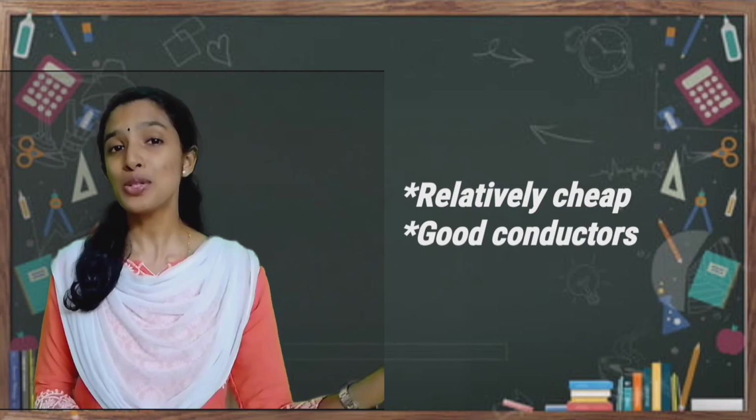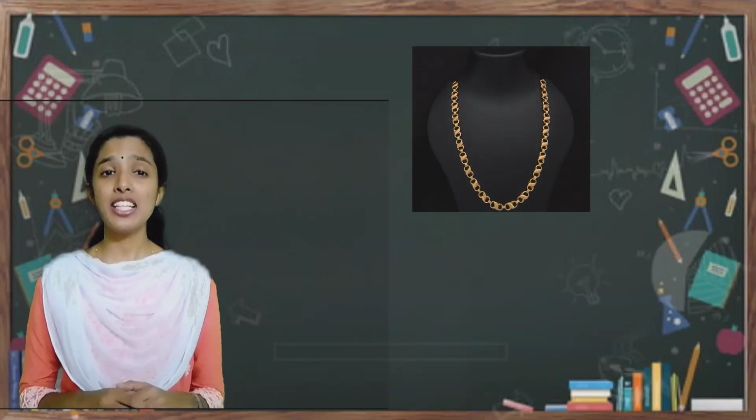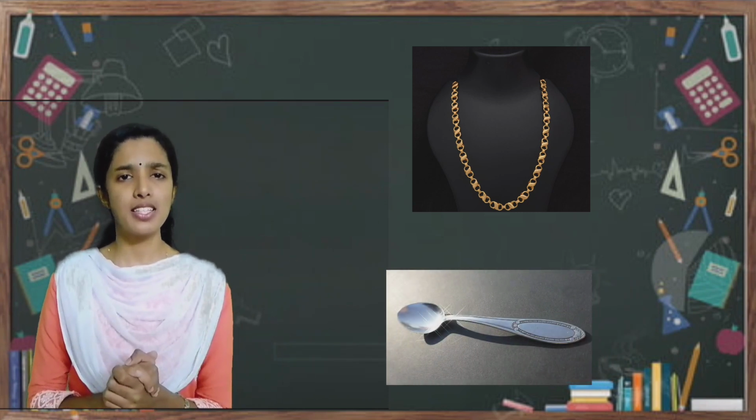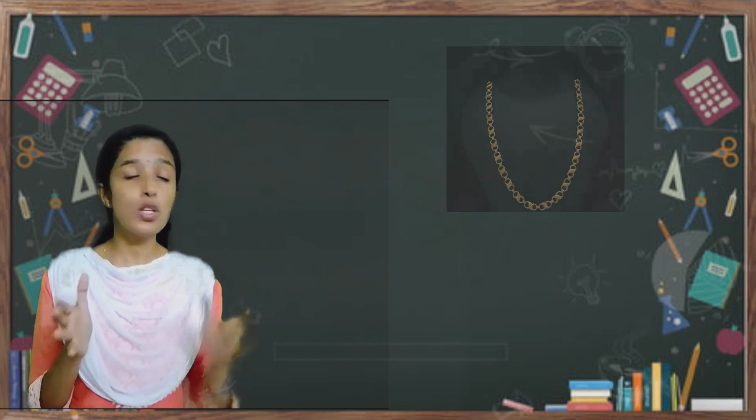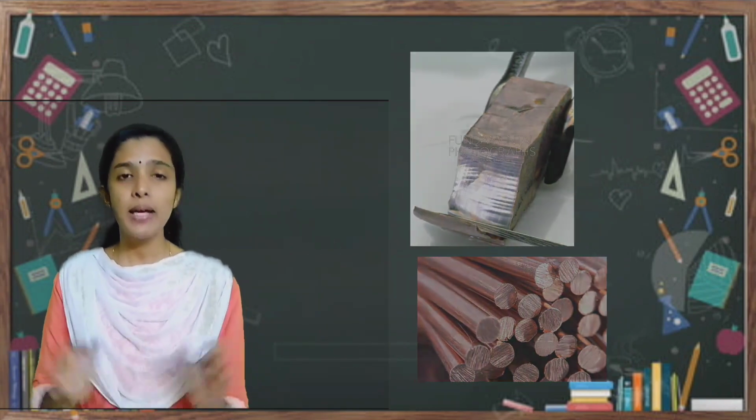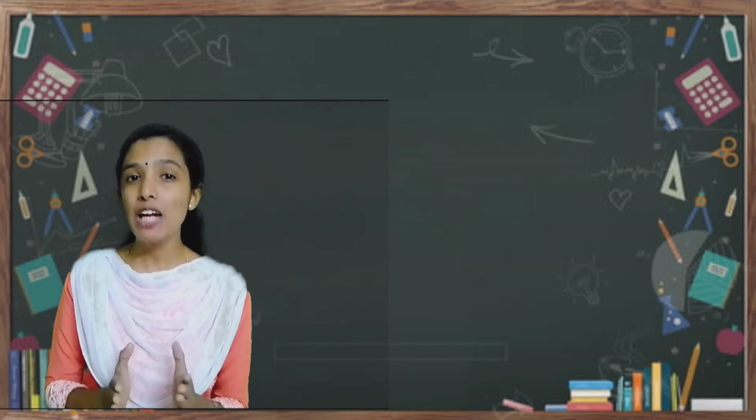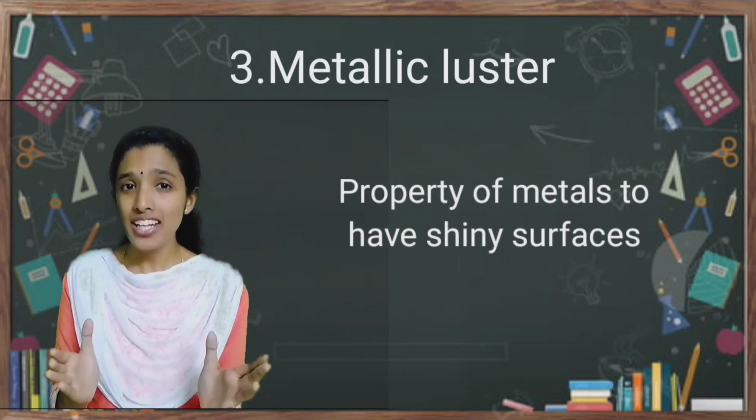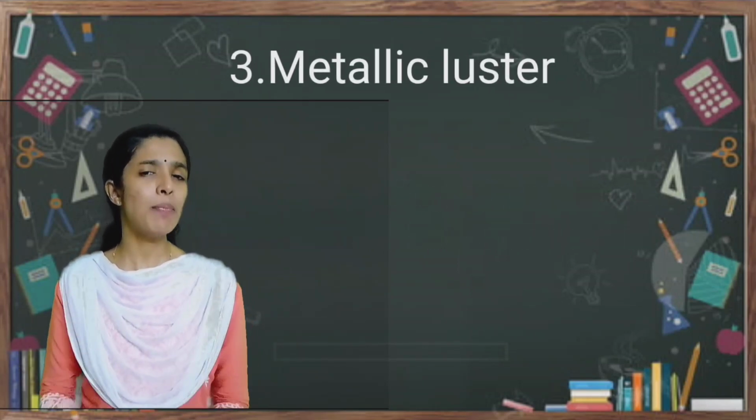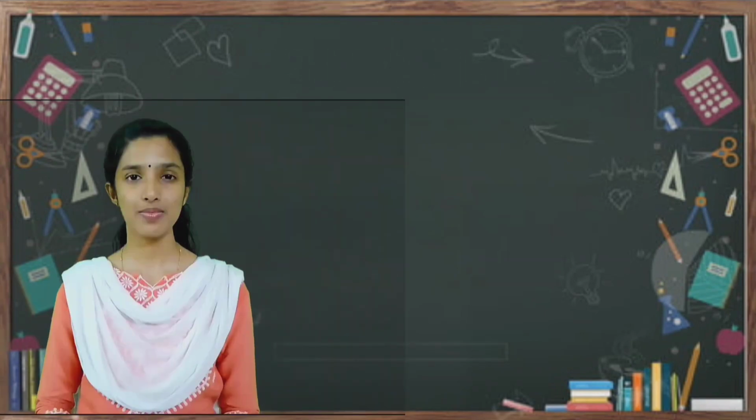So now let's look at another property of metal. This gold necklace looks very shiny, and this aluminium spoon also shines. Even the freshly cut surface of sodium, iron and copper shines. We can conclude that metals have a property to have shiny surfaces, and that property of metals to have shiny surface is known as luster. And this property makes it more used in the field of jewelry making.